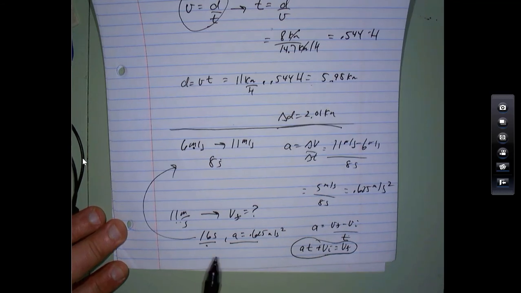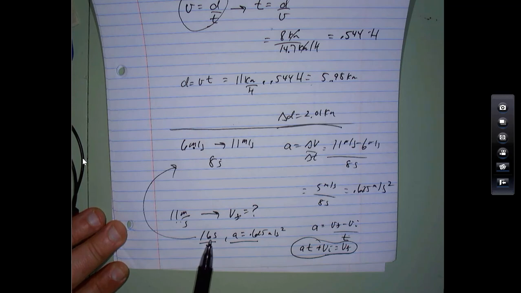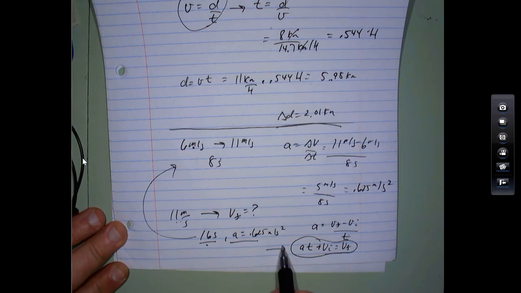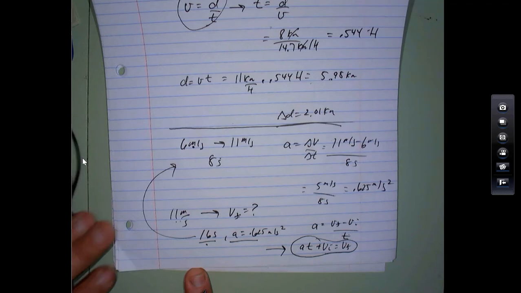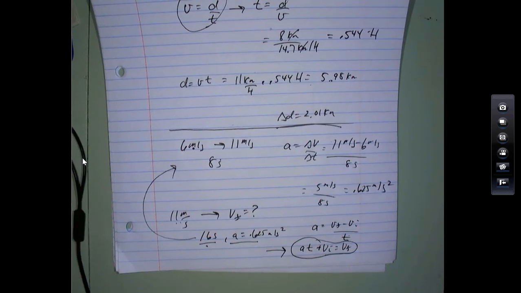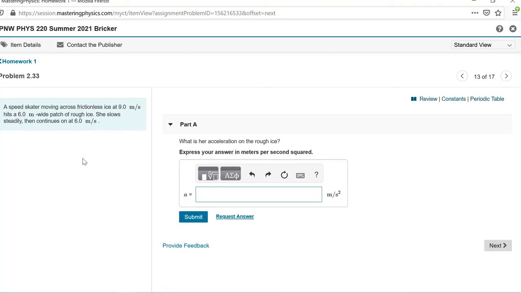Another way of thinking about it is, all right, you started at 11. After one of these seconds, you're at 11.625, and then after 2, you're at 11.625 plus 0.625, etc. That's what this formula tells you. Okay, so put it all together and you can get the final speed. All right, let's look at the next one.